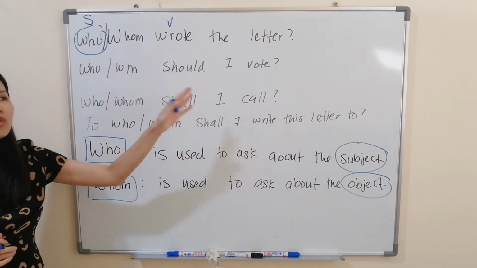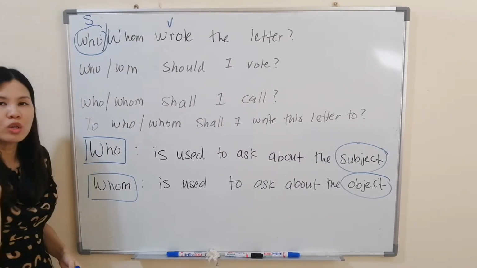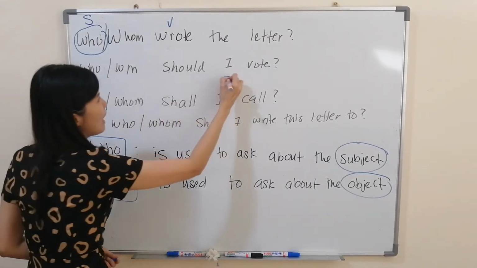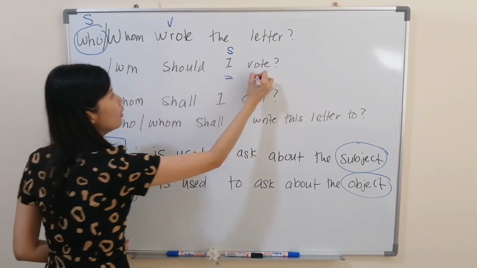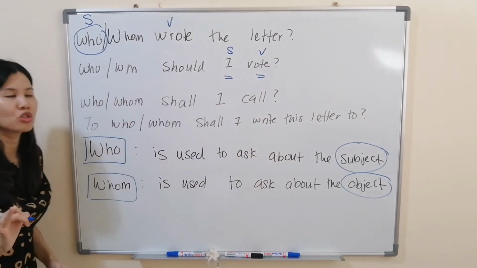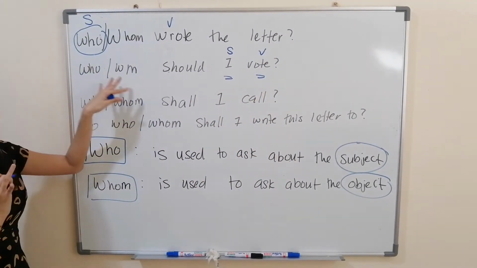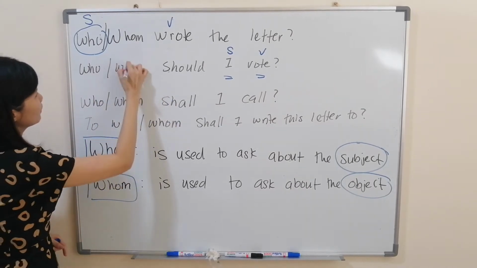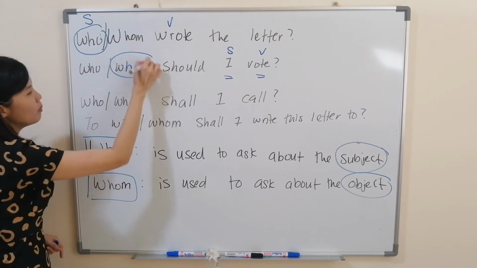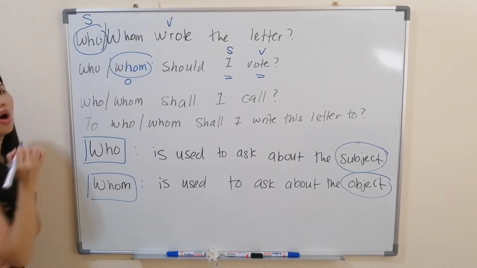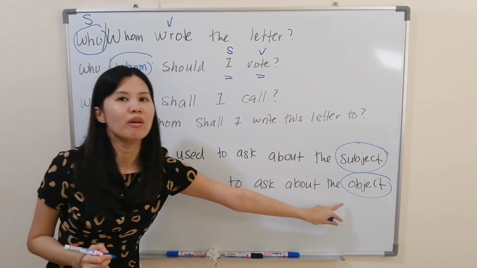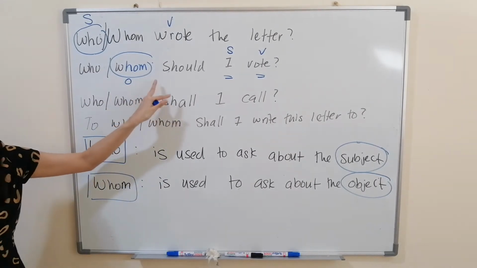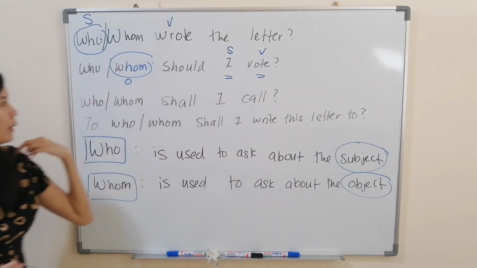Let's look at the second sentence. Who or whom should I vote? Who is doing the action here? It is I, who is the subject. Vote is the verb. So the correct pronoun to use here would be whom, because this is the object. It is used to ask about the object. So whom here is asking about the object.